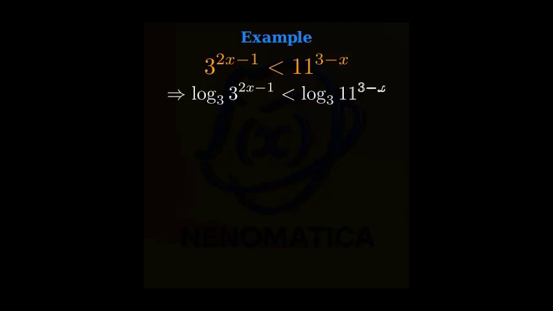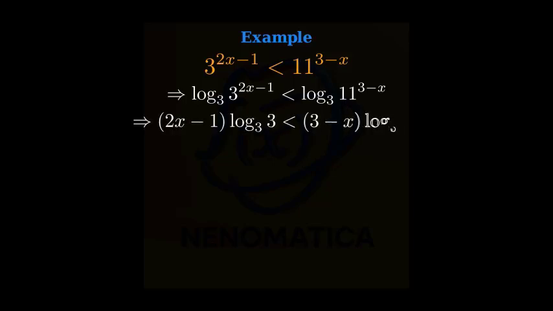Let's start by looking at the example we need to solve. We have 3 raised to the power of 2x minus 1, which is less than 11 raised to the power of 3 minus x. When solving exponential inequalities, a key strategy is to apply logarithms to both sides. We can use any logarithm base, but it's convenient to use the same base as one of the exponentials. Let's take the logarithm with base 3 of both sides.